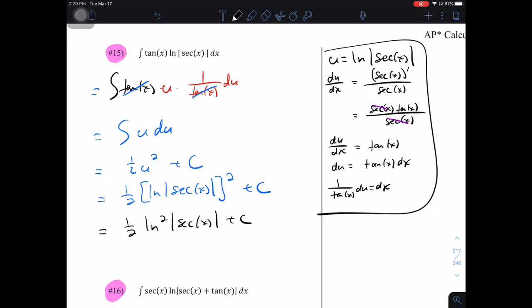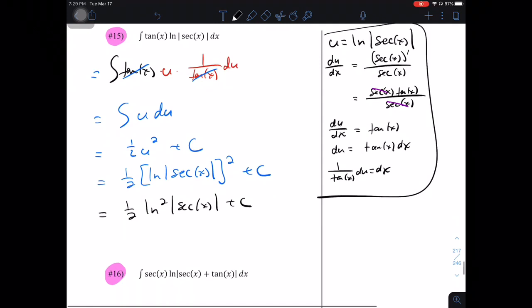It's not an easy problem. I'm not suggesting it is. I'd be surprised if they had a problem like this, and if they did, it would be multiple choice. You'd figure it out.